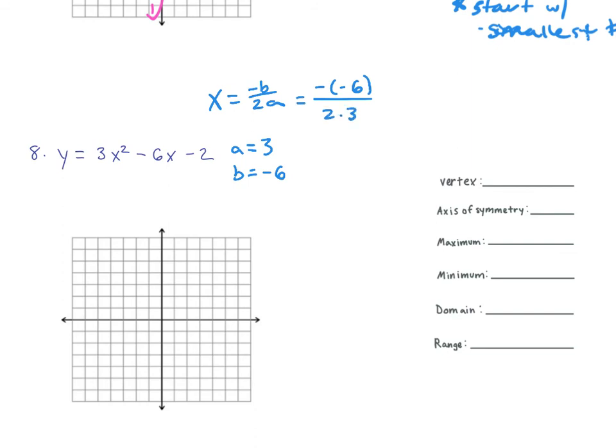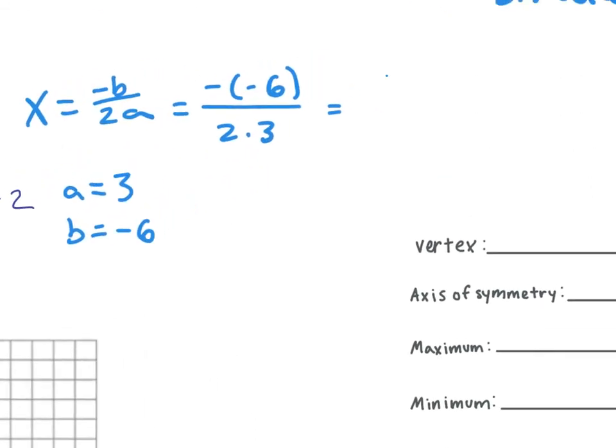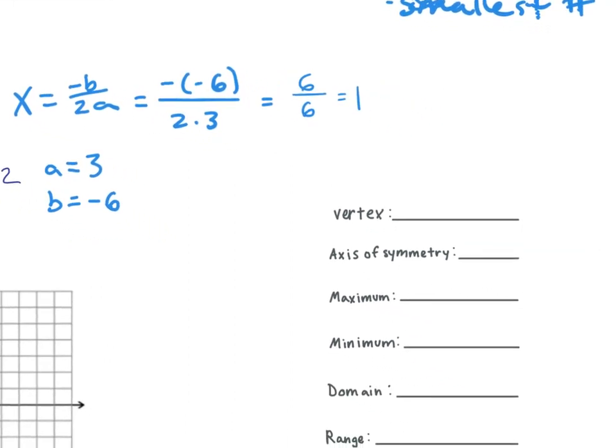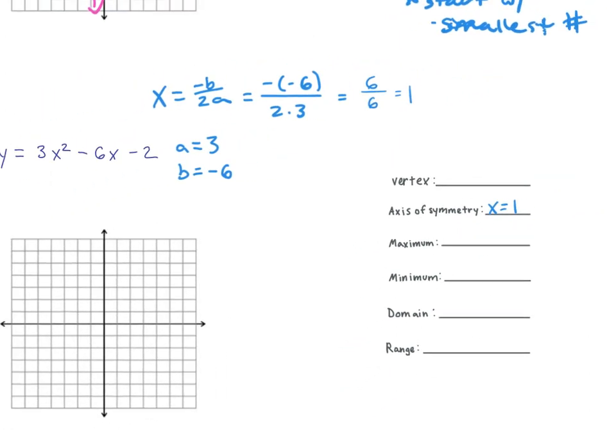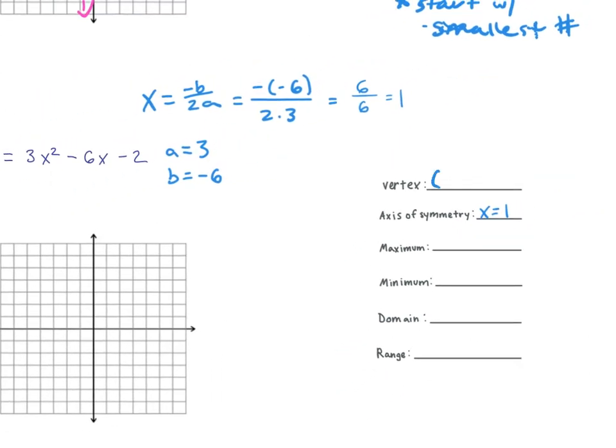What happens to that negative times a negative on top? Becomes positive. So we get a positive 6 on top. And what's 2 times 3? 6. How do we simplify 6 over 6? What does 6 over 6 simplify to, guys? 1. So what's our axis of symmetry? X equals 1. Alright, what's our first number in our vertex? 1.